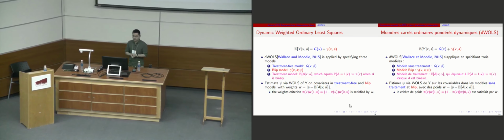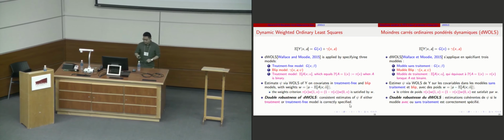That is not the only WES we can use. Any WES that satisfies this WES criteria will guarantee the double robustness. So regarding the double robustness property, that is, we can get the consistent estimator for the parameter psi in the blip function if either the treatment model or the treatment-free model is correctly specified.